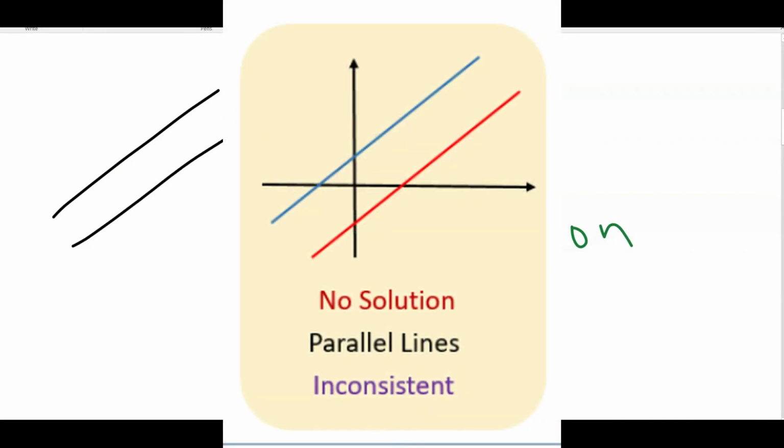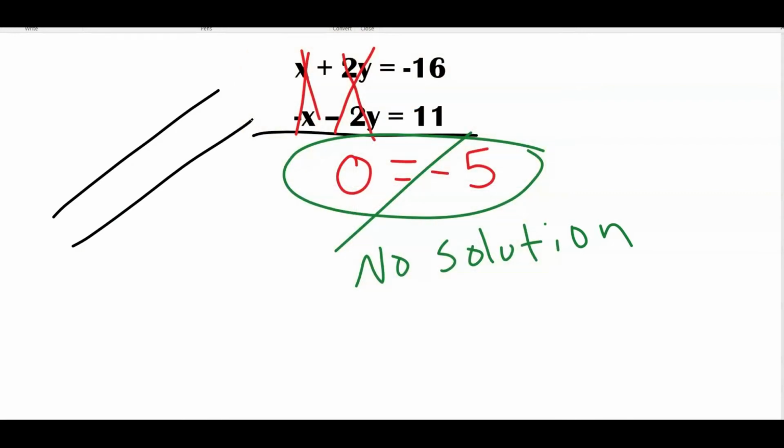If I graph those two equations, they would just have the exact same slope. They would never cross. They'd go on forever. And there is no solution. Okay, so if you get an answer where everything cancels out and it just looks like something weird, 0 equals negative 5, if it's not true, it's no solution.